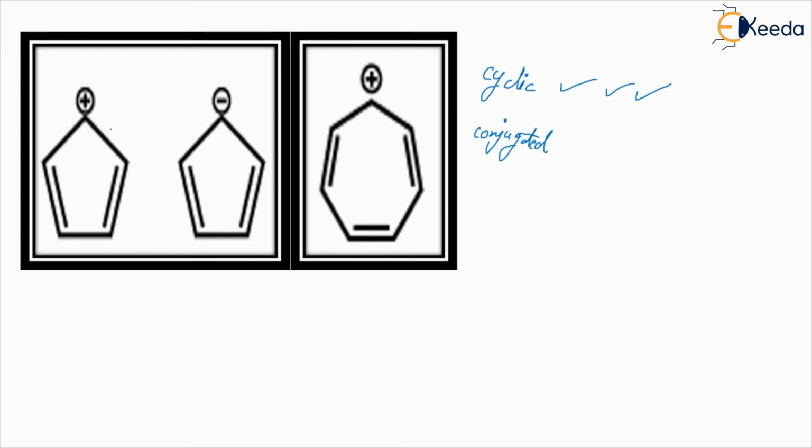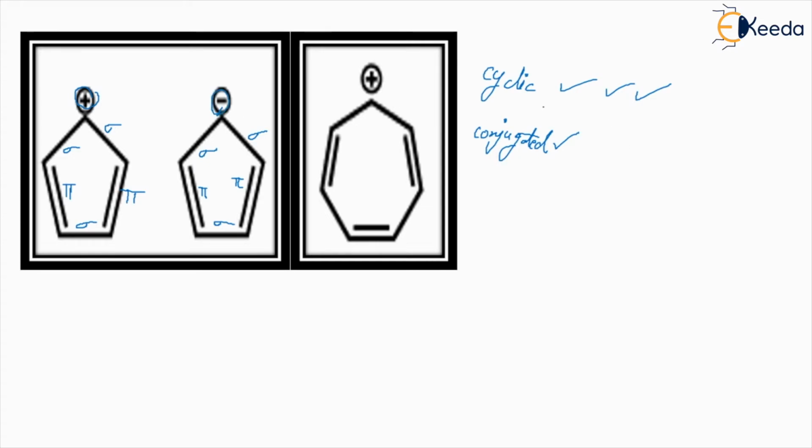Let's go with the first one over here. We have sigma, pi, sigma, pi, sigma, and positive. First one is conjugated. Let us see over here. Sigma, pi, sigma, pi, sigma, and negative.